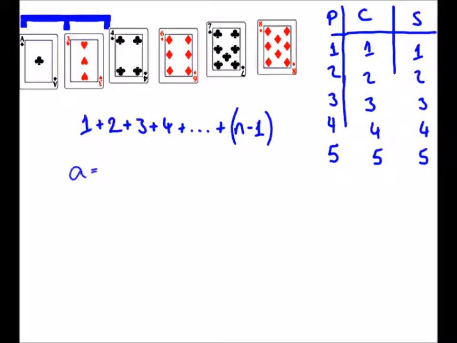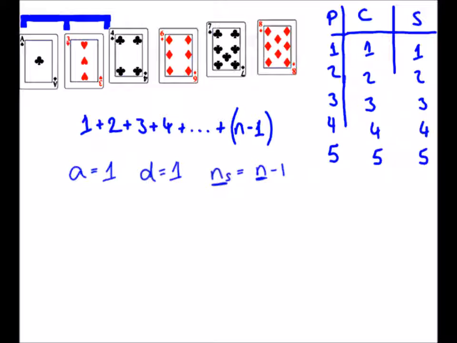The first term is going to be 1. We need to know the common difference, which is going to be 1, and we need to know what the number of terms is. Now, I'm going to say n is the number of terms in the sequence, and that is n minus 1. So this is a different n to this n.